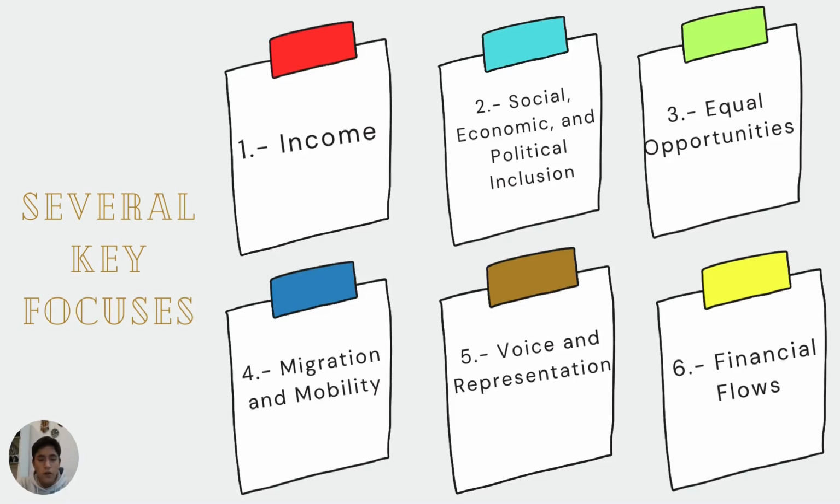Number five, we have voice and representation, to ensure greater representation and voice for developing countries in decision making in global economic and financial institutions. And at the last, we have financial flows, which tries to facilitate the orderly, safe, regular, and responsible migration and mobility of people. We have some examples of the application of this goal in Peru and Poland. We are going to start talking about Peru.